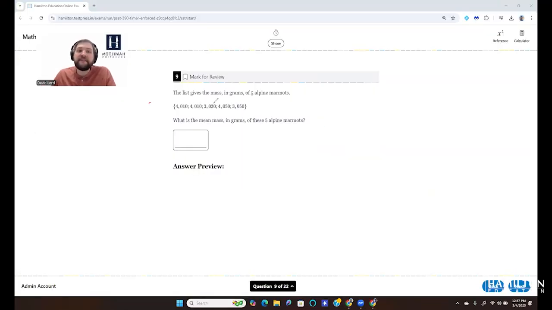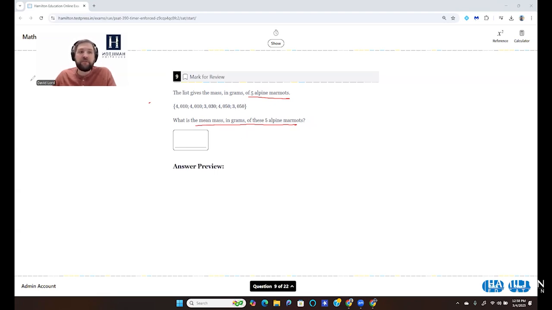Question number 9. The list gives the masses in grams of 5 alpine marmots. And we have 4,010, 4,010, 3,030, 4,050, 3,050. What is the mean mass in grams of these 5 alpine marmots? So whenever you are looking for the mean of something, it's usually find the average or the arithmetic mean.